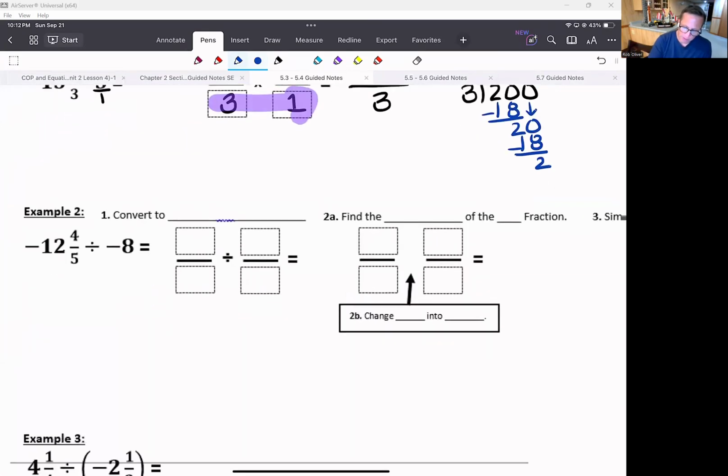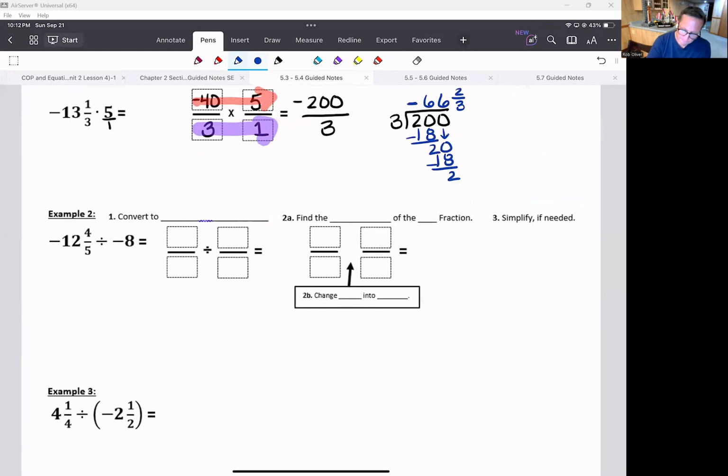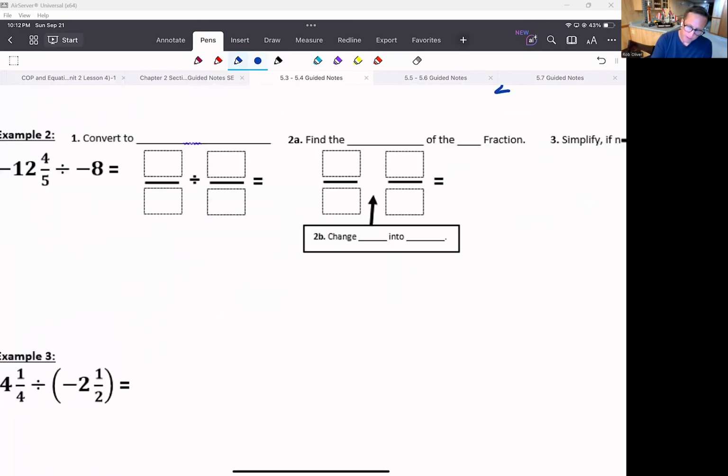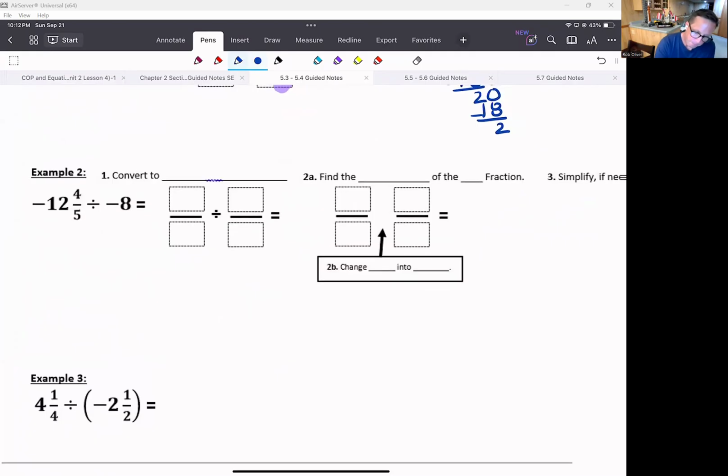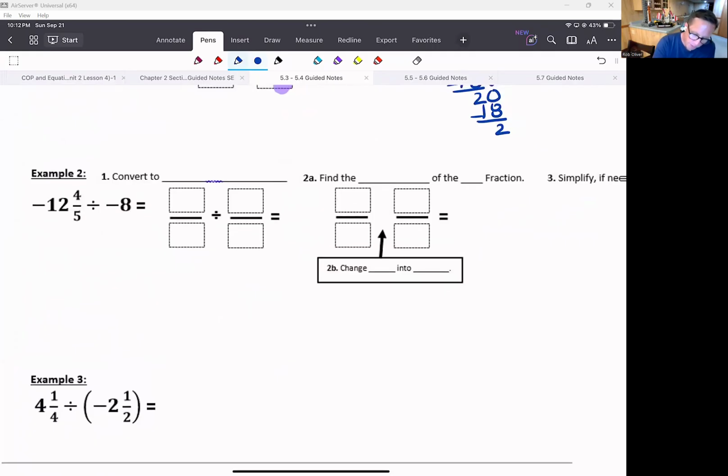Okay, and this next one right here. All right. So we're going to convert into improper fractions.